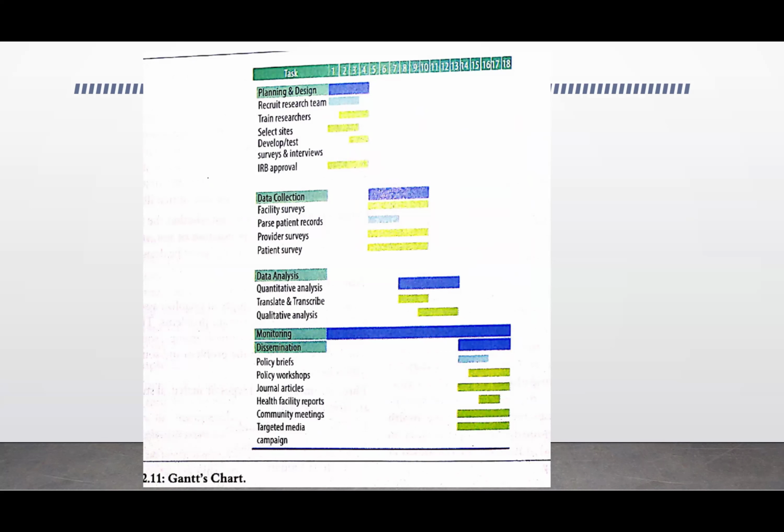The next step is data analysis. Data analysis includes quantitative analysis, translate and transcribe, and qualitative analysis. The last step is monitoring and dissemination. Monitoring and dissemination include policy briefs, policy workshops, journal articles, health facility reports, community meetings, targeted media, and campaigns.